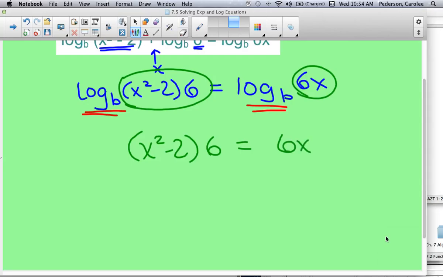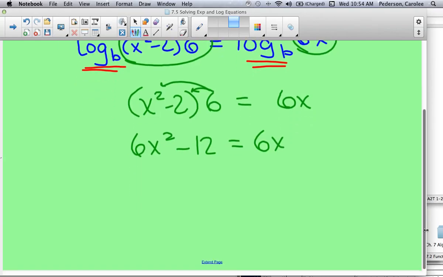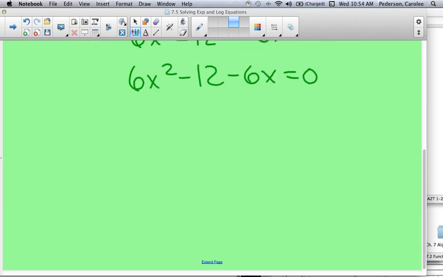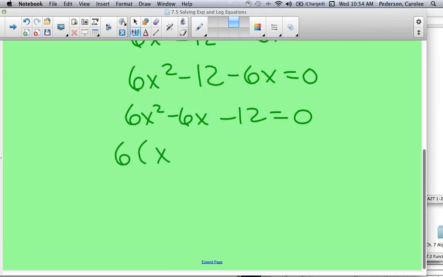Now I'm going to solve this equation. So I want to distribute. So I have 6x squared minus 12 equals 6x. I want to get this into standard form. So I'm going to bring this 6x to the left. Set it equal to 0. I'm going to put it in standard form. So it's 6x squared minus 6x minus 12 equals 0. I'm going to take out the GCF of 6. So I'm left with x squared minus x minus 2.